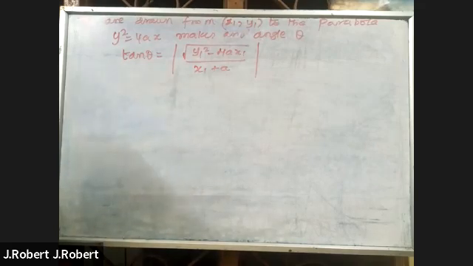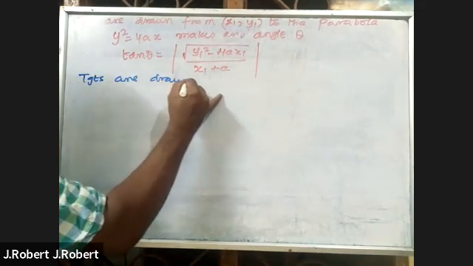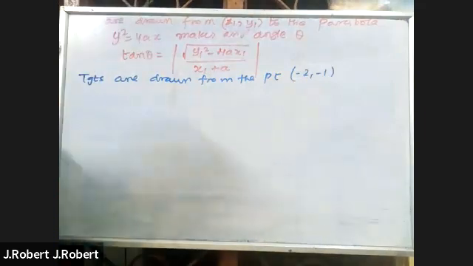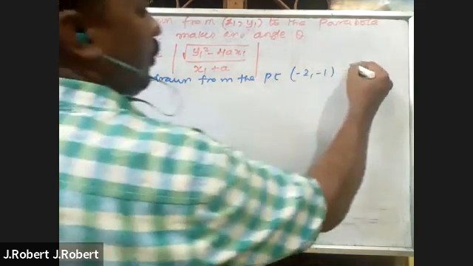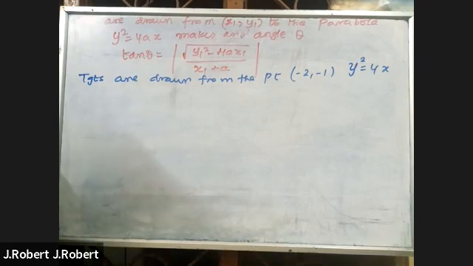Now write the question. Tangents are drawn from the point minus 2 comma minus 1 to the parabola y squared equals 4x. If alpha is the angle between the tangents, then tan alpha is equal to?